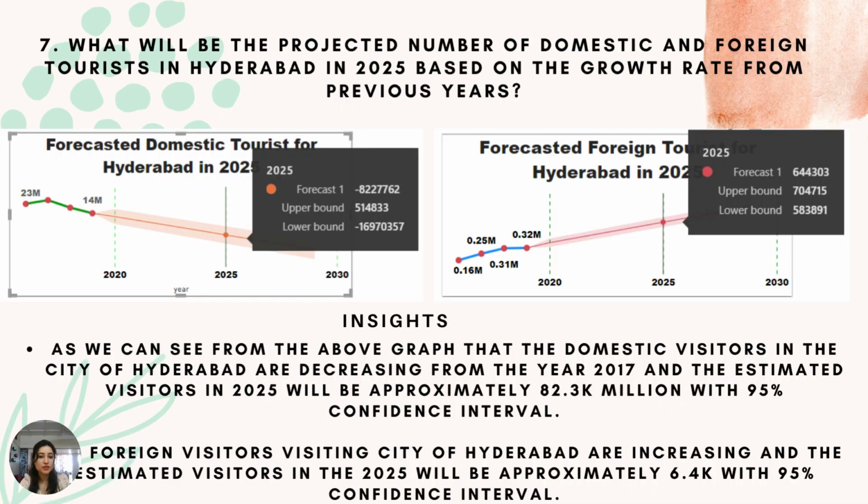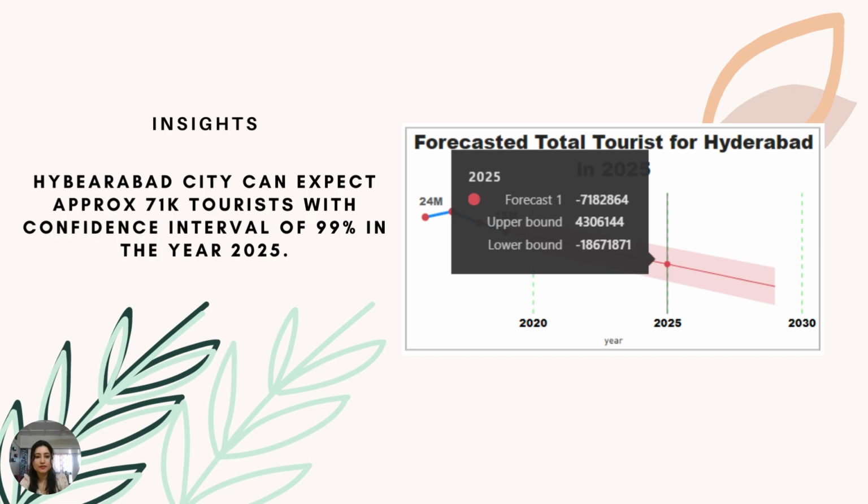So now, what will be the projected number of domestic and foreign tourists in Hyderabad in 2025? As we can see from the graph, the domestic visitors in the city of Hyderabad have been decreasing from the year 2017, and the estimated visitors in 2025 will be approximately 22.3 million with a 95% confidence interval. The foreign visitors of Hyderabad city are increasing comparatively and would be approximately 6.4k with 95% confidence level. And Hyderabad city can expect approximately 71,000 with a confidence level of 91% in the year 2025.